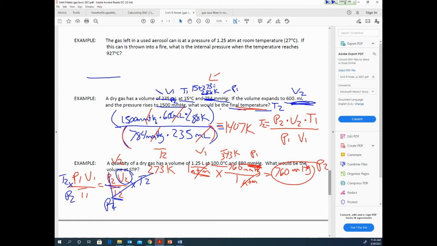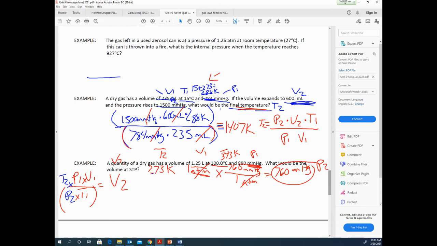So this is a little less chaotic looking than before. As you can see, the only thing that is left standing is the volume 2. Everything else has been canceled. So I'm just going to leave it here and erase it. A little easier to do in this version. It has V2 by itself is equal to T2 times P1 times V1 divided by P2 times T1. And there we go. That is our new formula. And now we just plug in our numbers till we get volume 2.